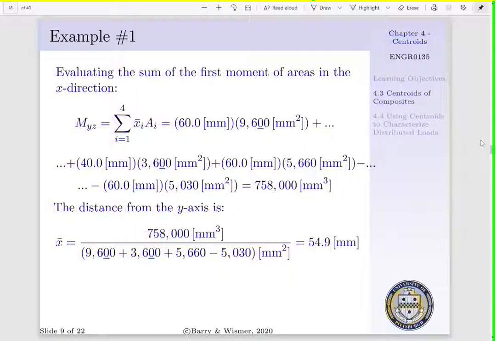Now the distance from our y-axis is going to be given as M_YZ per our total area. That is, x bar is equal to 7,580 millimeters cubed per the sum of our areas, which is 9,600 millimeters squared for a rectangle, 3,600 millimeters squared for a triangle, 5,660 millimeters squared for a hemisphere, and less 5,030 millimeters squared due to our circle. Therefore, x bar is equal to 54.9 millimeters.